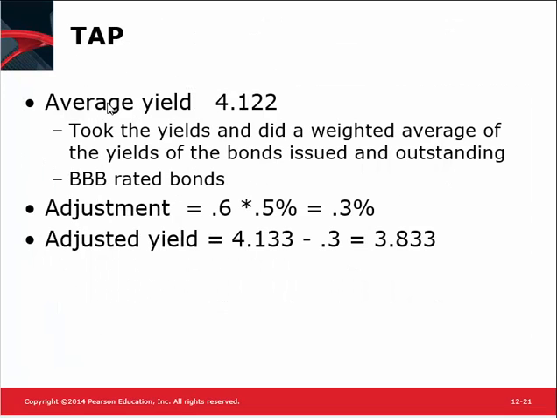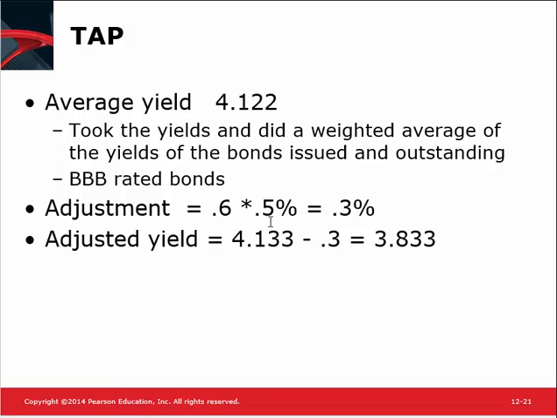So for Coors, I found out that the average yield is 4.122%. Essentially how I did this, I took a weighted average of the yields of the bonds that I found when I went to finra.org and investigated my company's bonds.